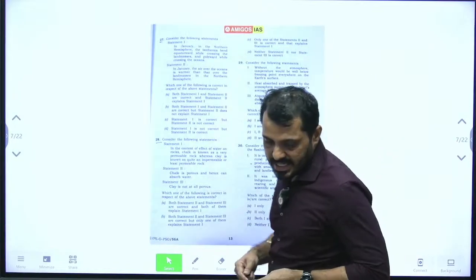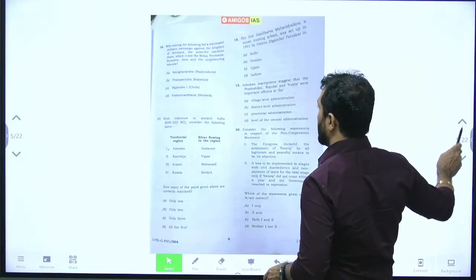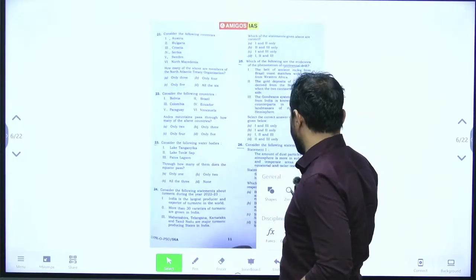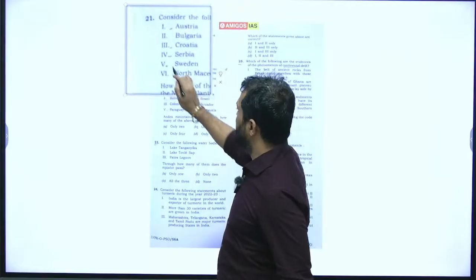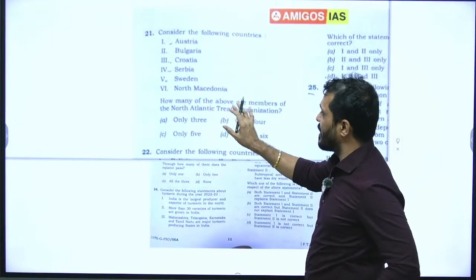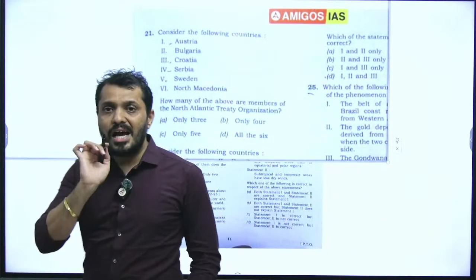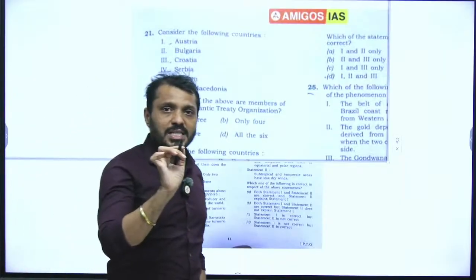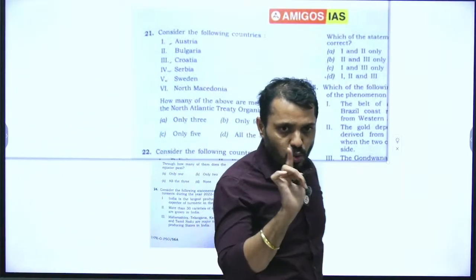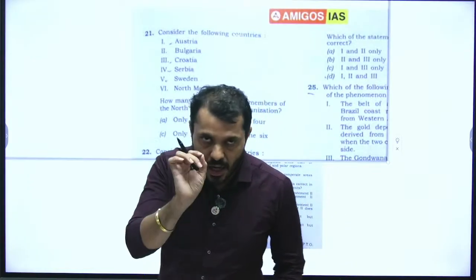Now let us see the map based questions from question number 21. Question number 21: they have given a list of countries and they're asking which of the above countries are members of NATO. Why did they ask this question? This question was asked in the context of the Russia-Ukraine war.